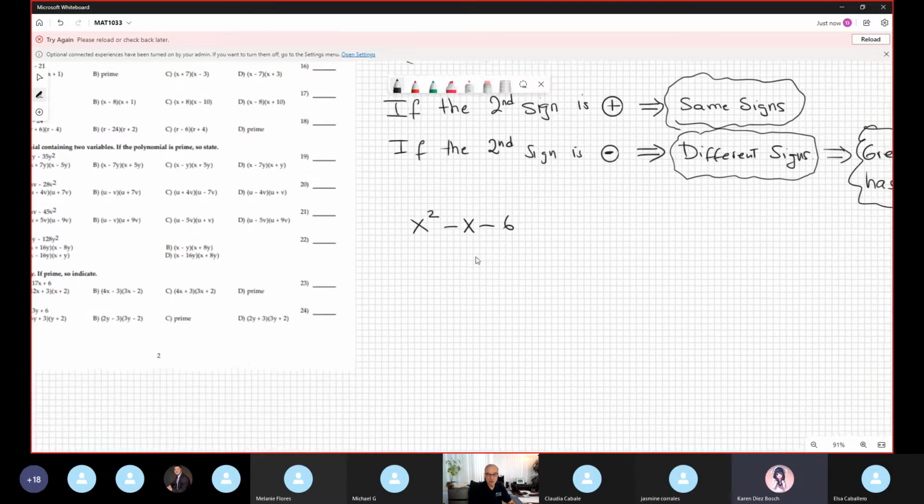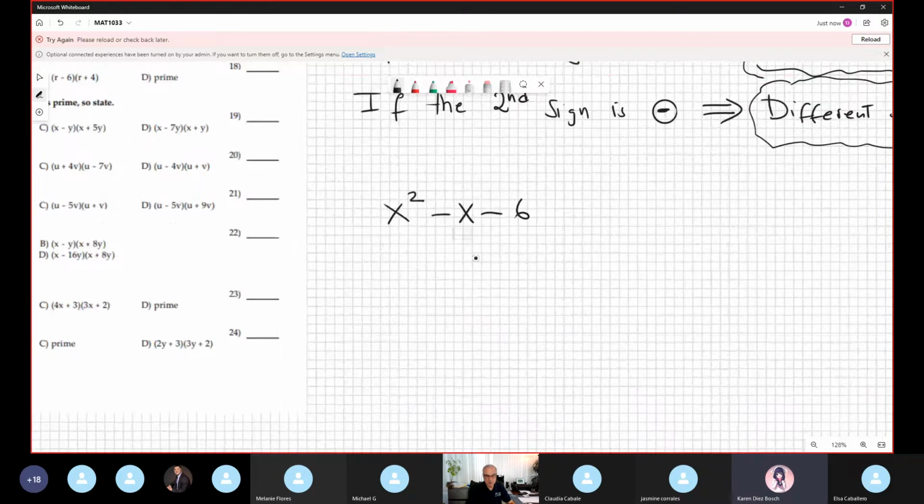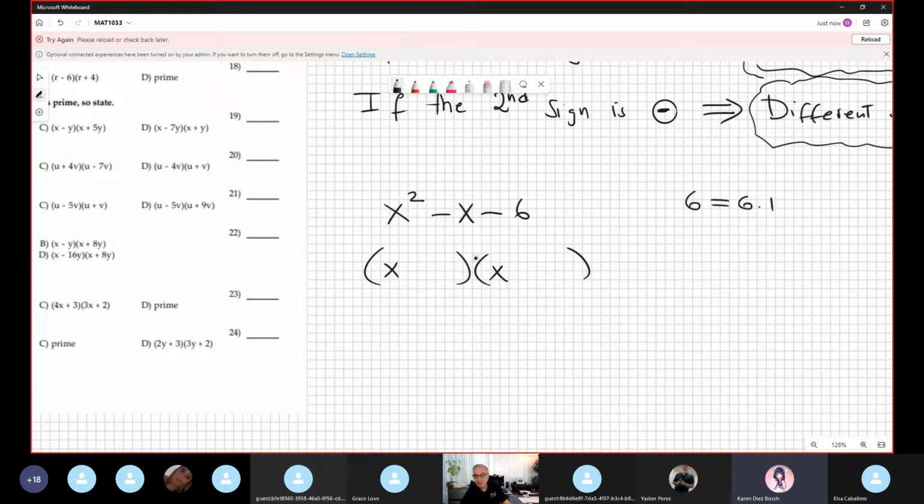When I know it's a trinomial, open two parentheses, put the variable, x. I don't care about the sign now. I need to find the combination that opens the door. The combination for 6 is 6 and 1, but it's also 3 times 2. This is the only other possibility of factoring 6.